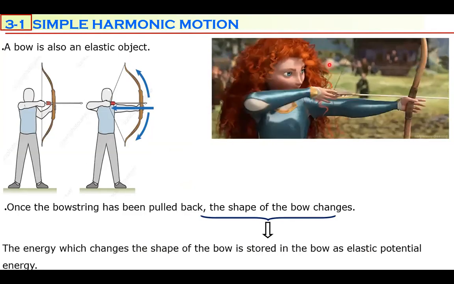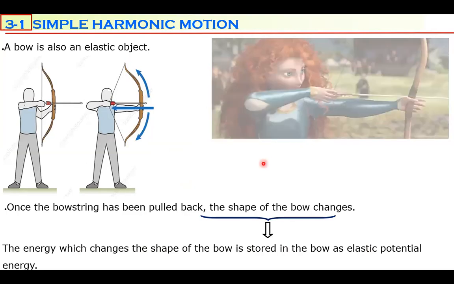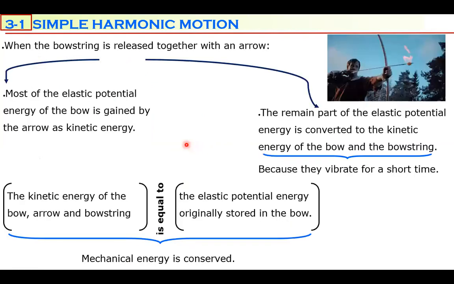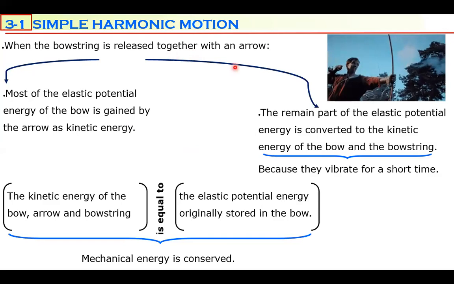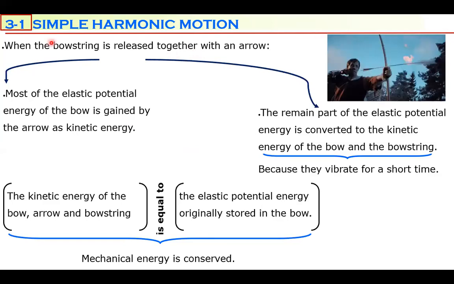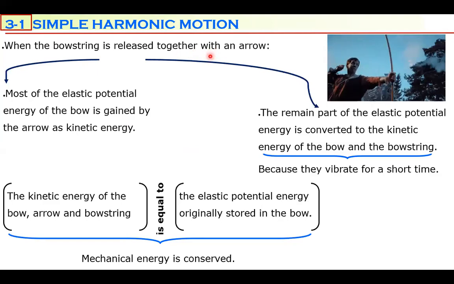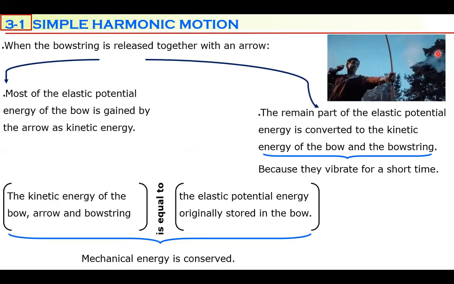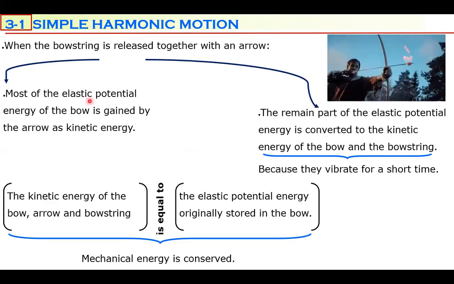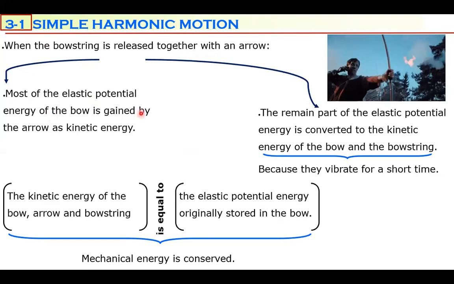Of course, then you are going to release the bow. When the bowstring is released, together with the arrow, this elastic potential energy will be converted to kinetic energy. Kinetic energy of what? Of course, the arrow gains most of the elastic potential energy. Most of the elastic potential energy of the bow is gained by the arrow as kinetic energy.